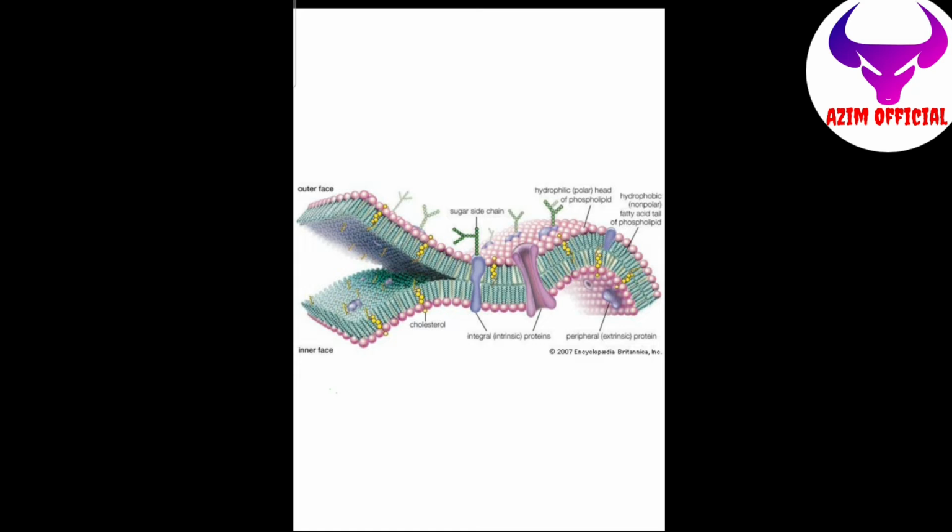You will be asked in the viva, how are lipid soluble substances transported across the cell membrane? By diffusion mainly. So by diffusion through the lipid bilayer of the cell membrane. Then you may be asked, how are water soluble substances transported across the cell membrane? I have given some of the answers.